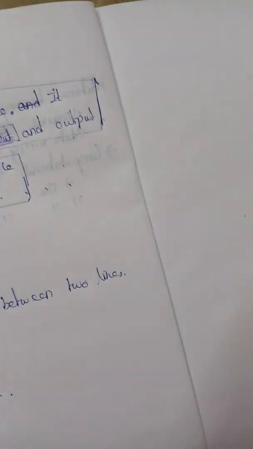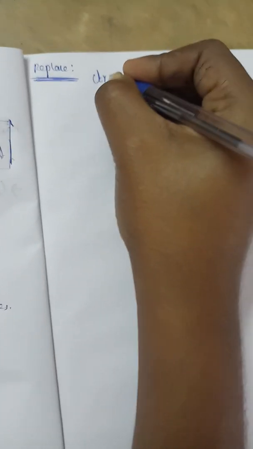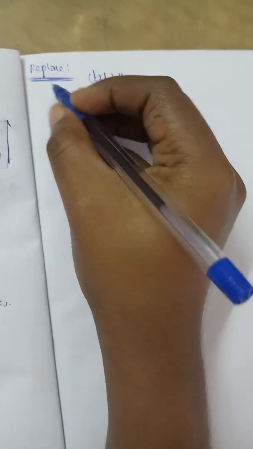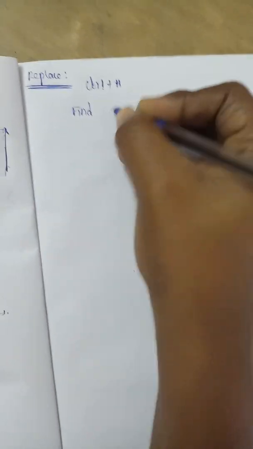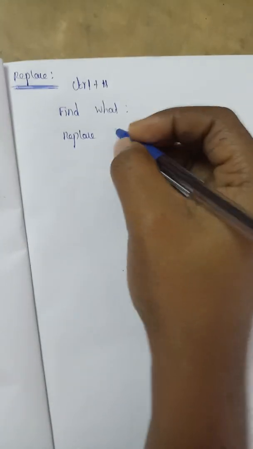Suppose I need to replace that word, for example, replace the input with output. Then I need to go for the replace option in editing, and the shortcut key for replace is Ctrl plus H. Once I click the replace option, a dialog box will display. The first one is Find what and then Replace with.